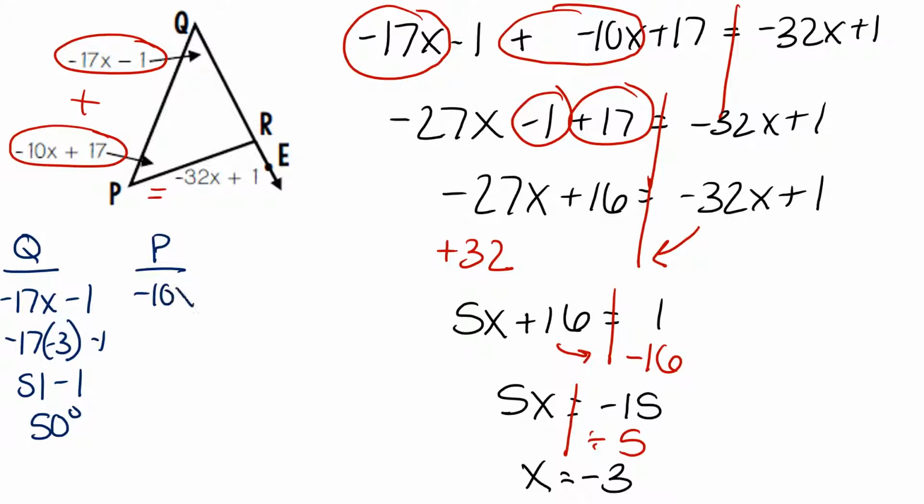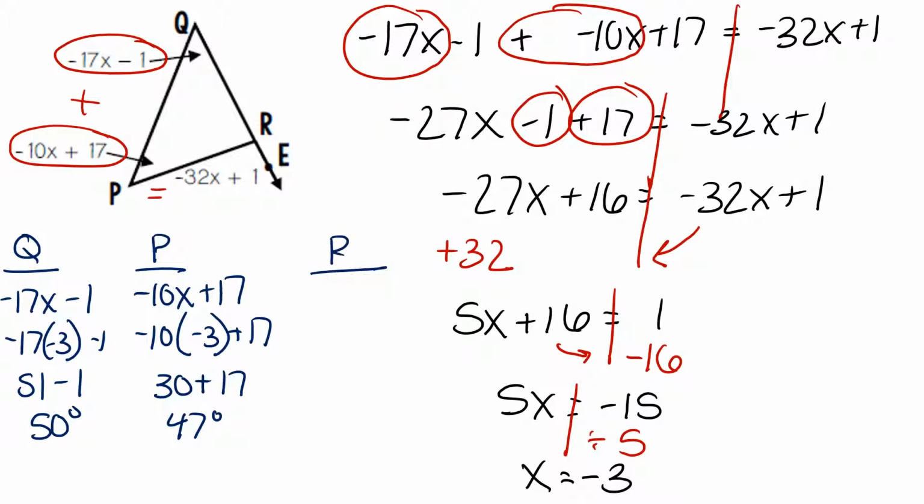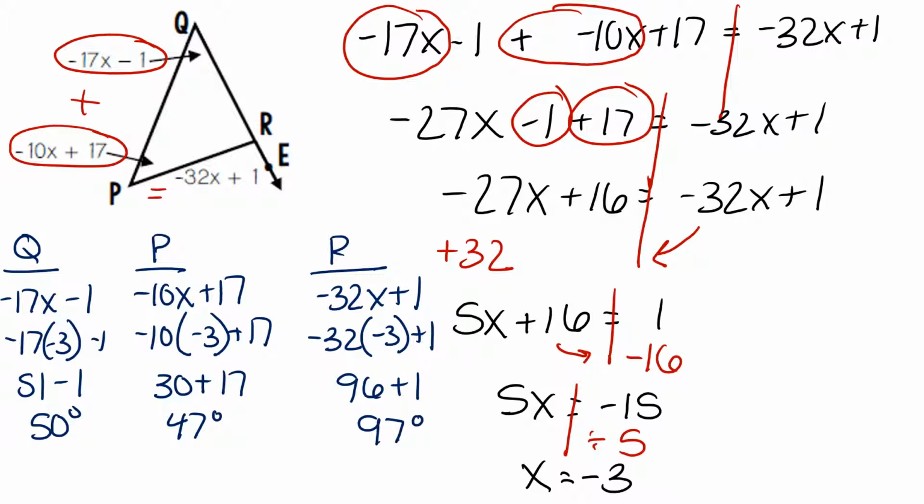For letter P, negative 10x plus 17, again using our answer, negative 3. Negative 10 times negative 3 is going to give us 30. 30 plus 17 is going to give us 47 degrees. And our last angle R is negative 32x plus 1, using our answer, negative 3. Negative 32 times negative 3 is going to give us a positive 96. 96 plus 1 is going to give us 97 degrees.